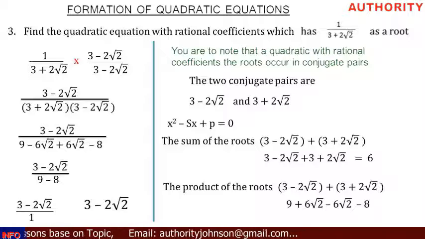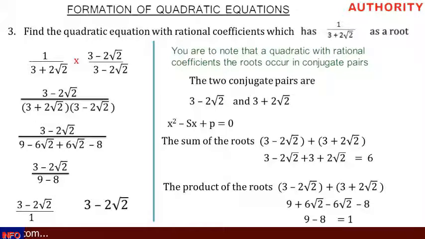Okay, yes. Now, plus 6 root 2 minus 6 root 2 equal to 0. So we'll be left with 9 minus 8. So 9 minus 8 is equal to 1. So therefore here, the product of the roots is equal to 1.